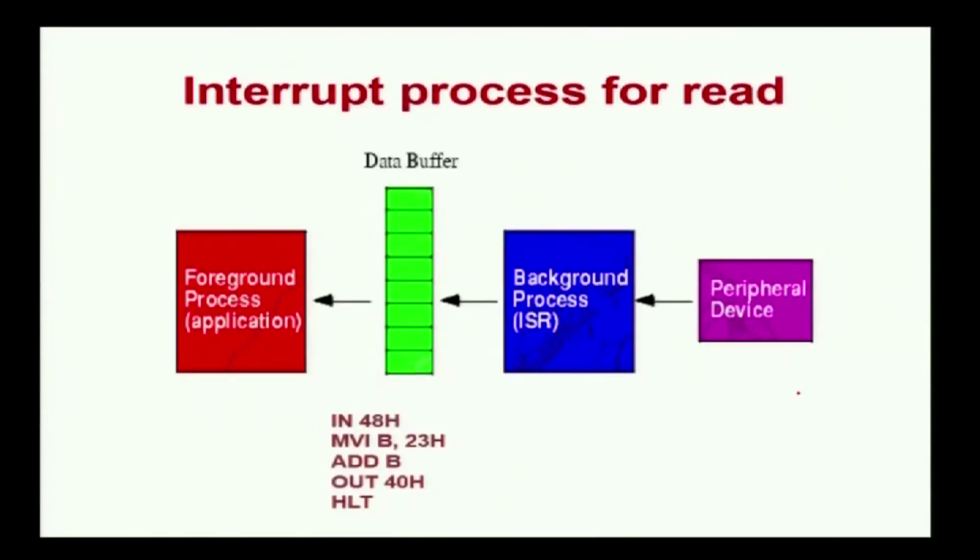This diagram shows how to read the data from the keyboard and how we process it internally with the processor, and again how we send the data to the output device, that is, how the processor communicates with the peripheral device. This is a peripheral device, it has 256 ports. Among the 256 ports, I have selected the port number as 48.